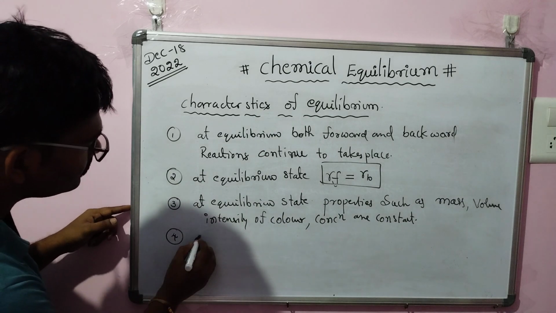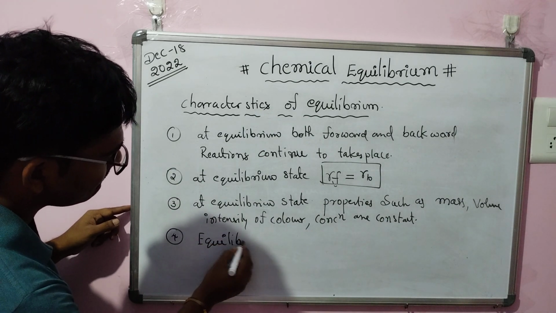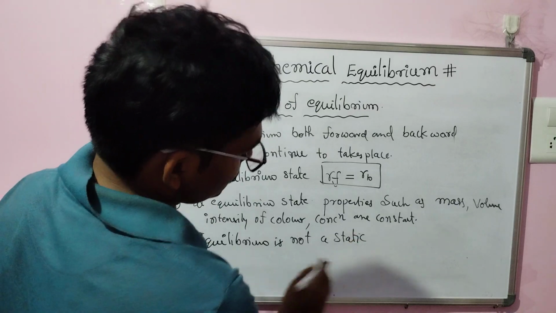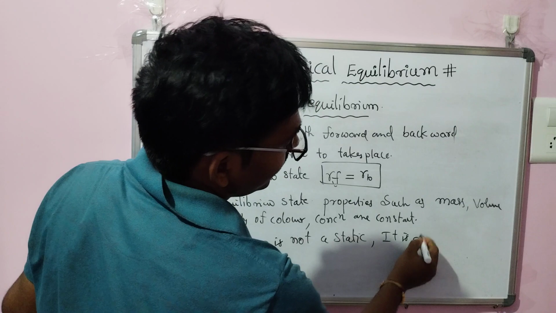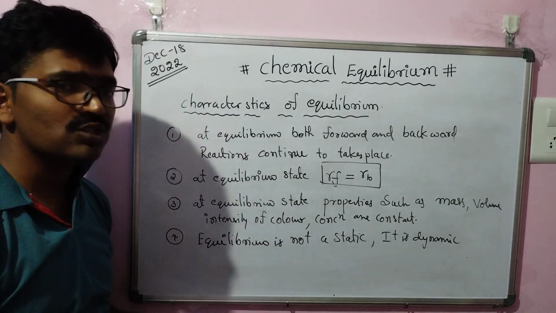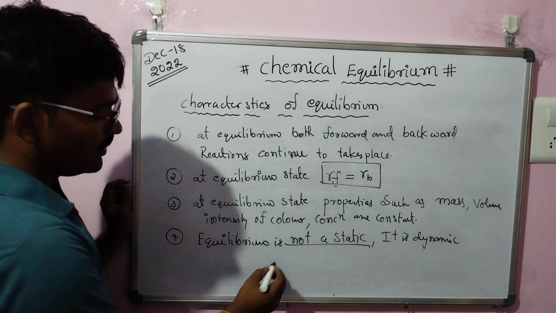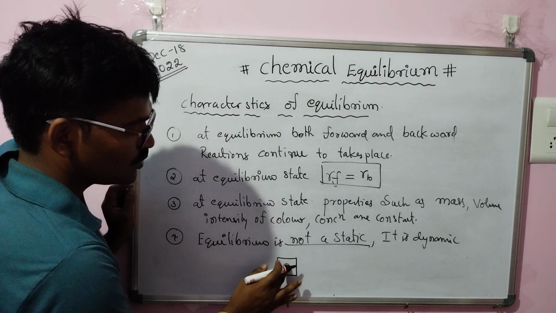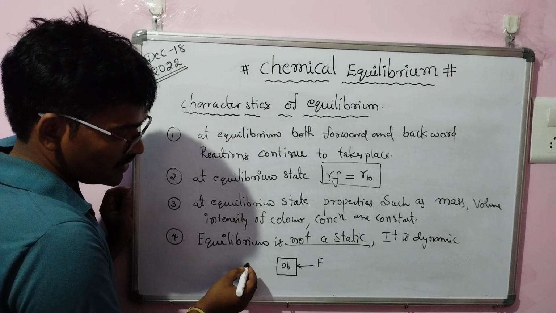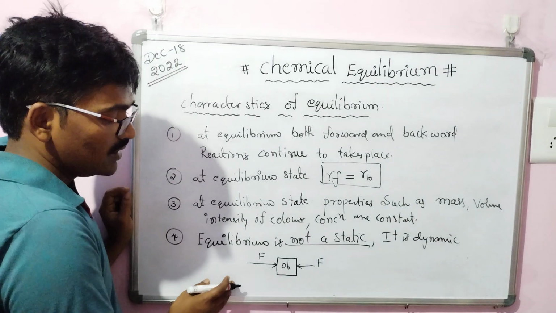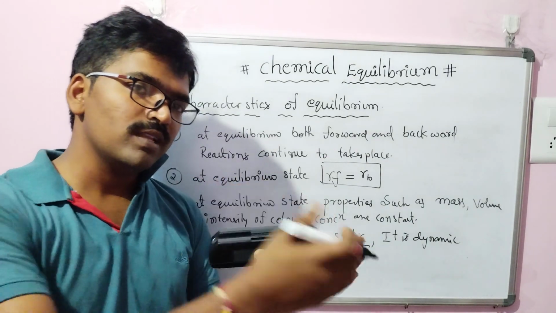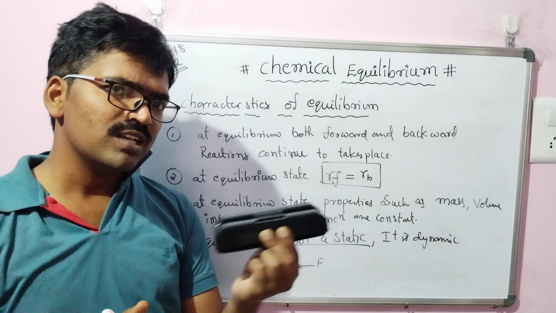Next, the fourth one: equilibrium is not a static equilibrium, it is a dynamic equilibrium. Why is it not static? What is the meaning of this? For example, just assume one object. This side we are applying a force, and this side an equal force. If you apply the same force on both sides, the object won't change in either direction.